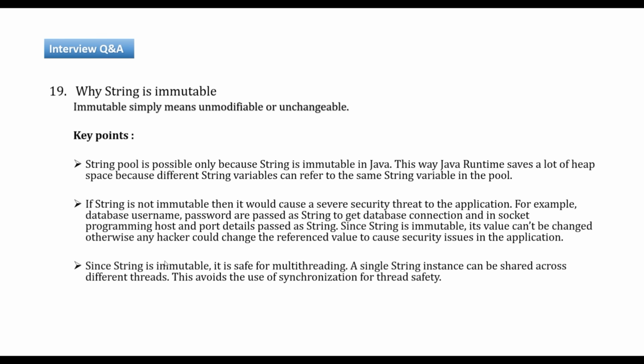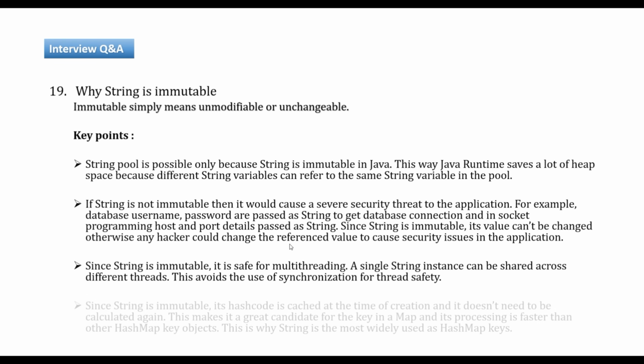Now the next point you can consider, since string is immutable, it is safe for multi-threading. Since string is immutable, you can directly use this instance in a multi-threading environment, so that if any thread is doing some changes, it won't be visible to another thread. Means another thread will not get impacted by the existing object. And also you can avoid synchronization.